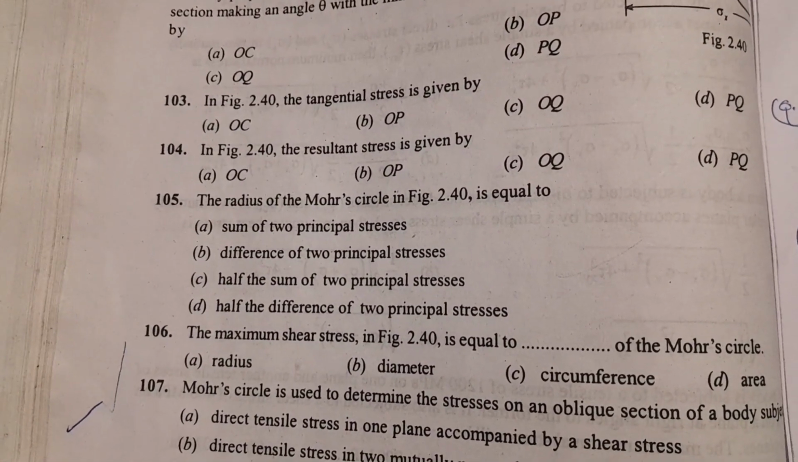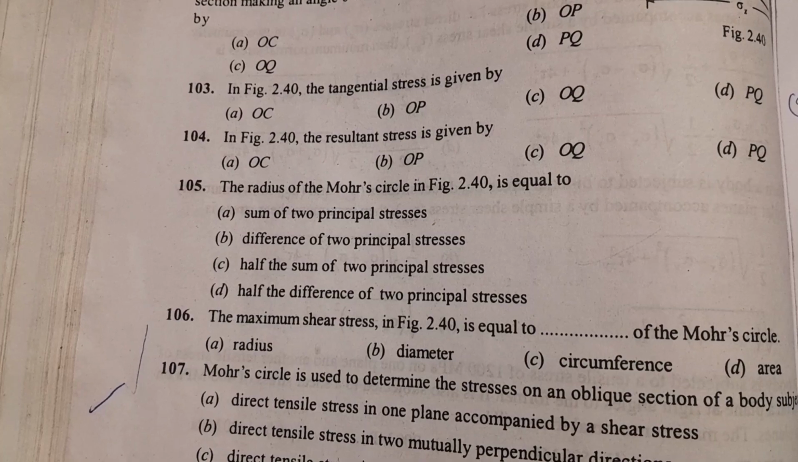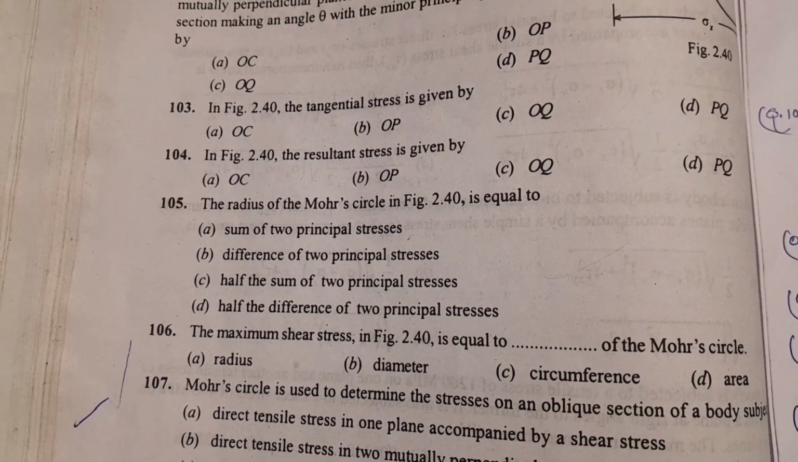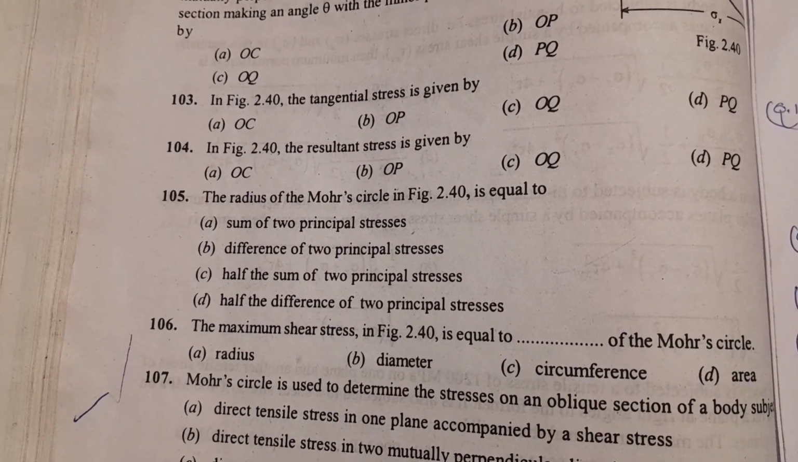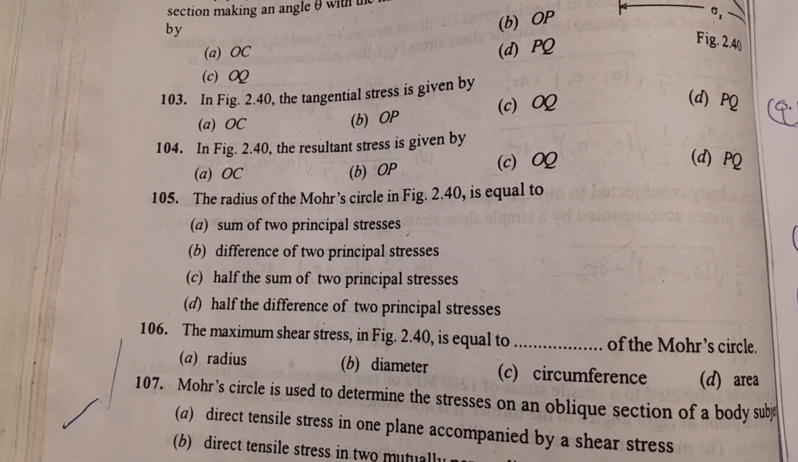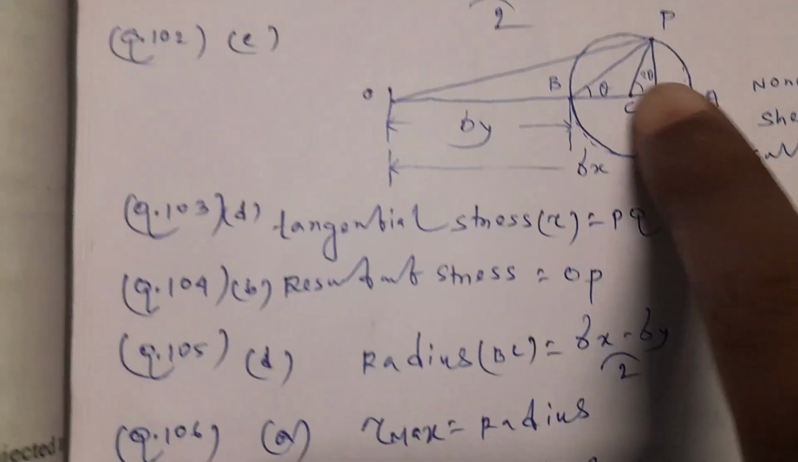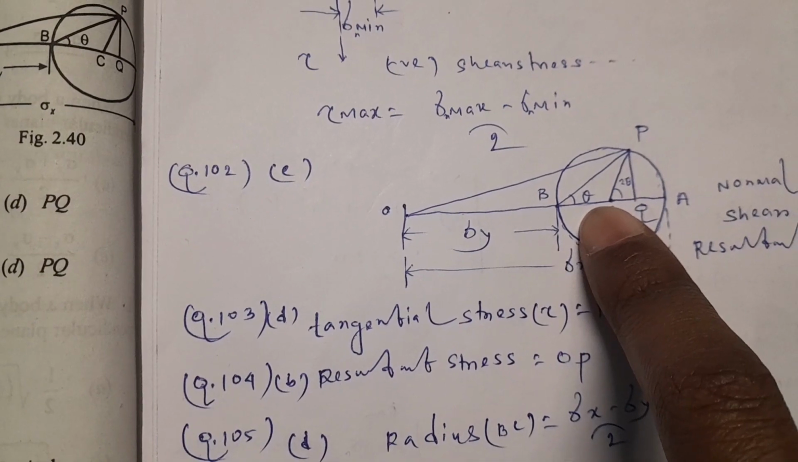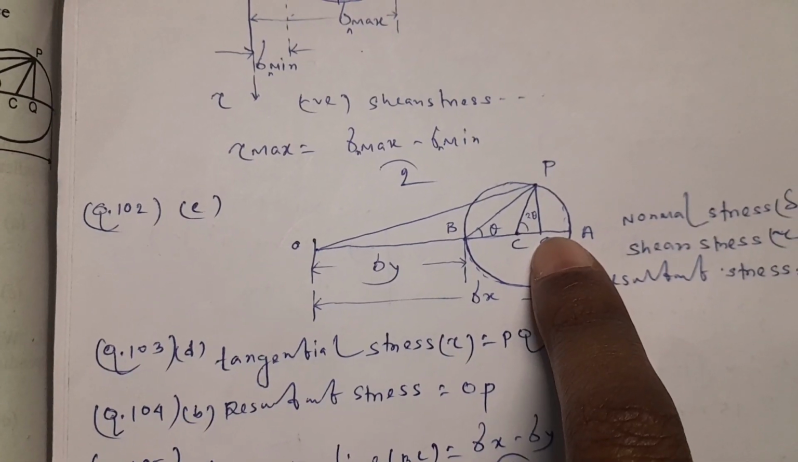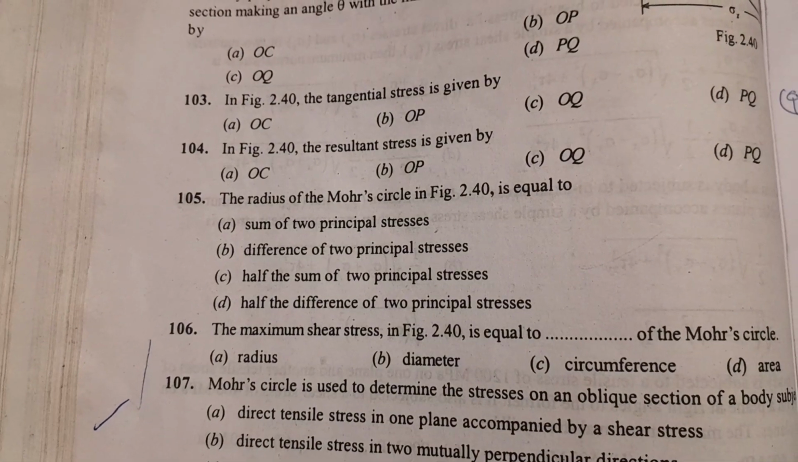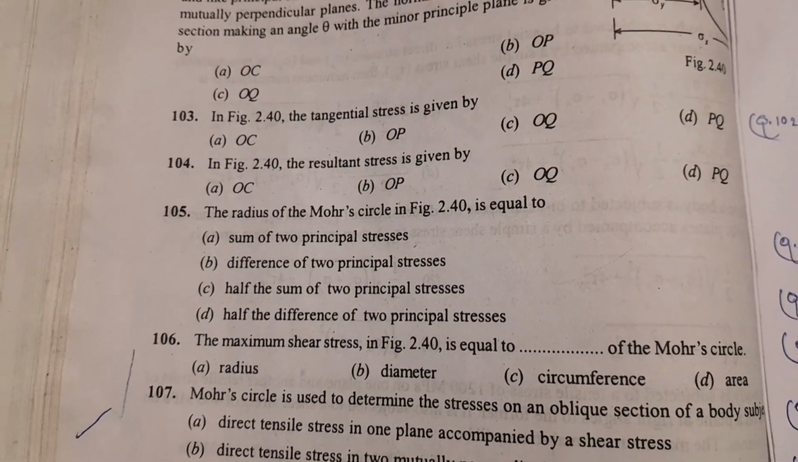The maximum shear stress in figure 2.40 is equal to the radius, diameter, circumference or area of the Mohr circle. We know the maximum shear stress in that figure will be equal to the radius of the Mohr circle. So for question 106, option A will be the right answer.